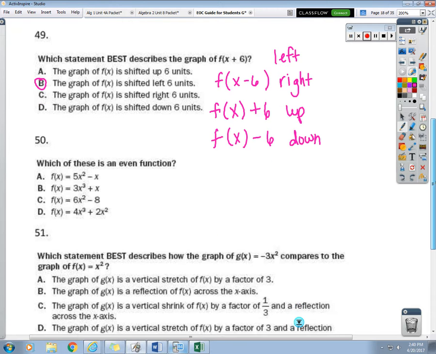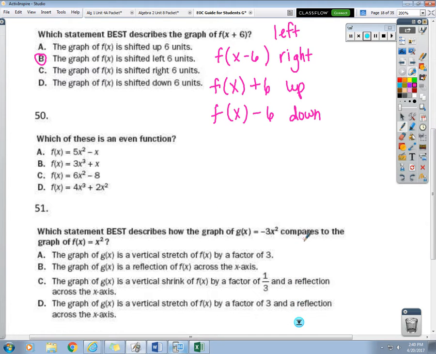Okay, number 50. Which of these is an even function? Well, when you hear the word even, what do you think of? Right, even numbers. 2, 4, 6, 8, even numbers. Well, let's look at each of these. Here's one to an even exponent, but then this x is to the first power, which is odd. This is to an odd exponent, this is to an odd exponent. Even, no exponent at all. Odd, even. Which choice only had even exponents? C.